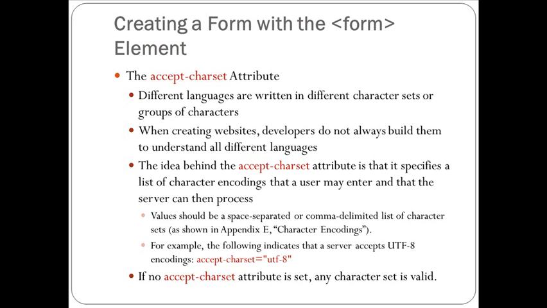The values should be a space-separated or comma-delimited list of character sets, and you can find them in Appendix E. As an example of that, for United States English, the accept-charset would be equal to UTF-8. If no accept-charset attribute is set, any character set is valid.